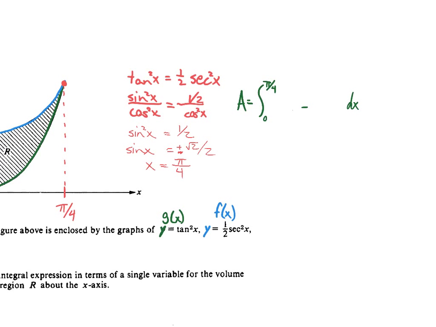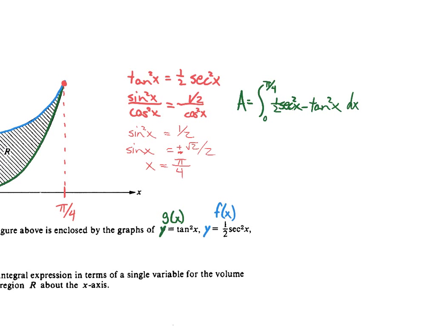Okay, let's try that again. So we've got the 1/2 secant squared minus the tangent squared. Now, do we know the integral of secant squared? Yeah, it's tangent. That's nice. Do we know the integral of tangent squared? The integral of secant tangent would be secant. We don't really know the integral of tangent squared though. But what could we do with this?